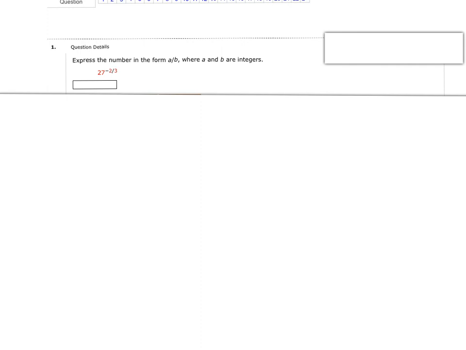All right, so first up, we're going to do 27 to the negative 2/3. Remember that negative means it's going to go down to the bottom as our first step. And since there's nothing really left up top, we're just going to throw a 1 up there. Then we know that this means the third root of 27 to the power of 2.